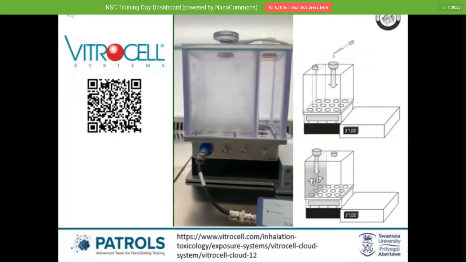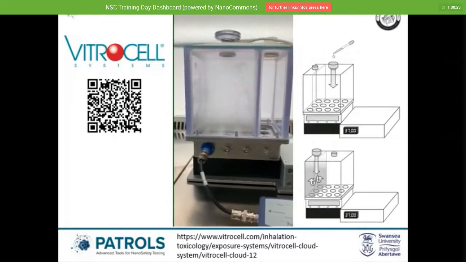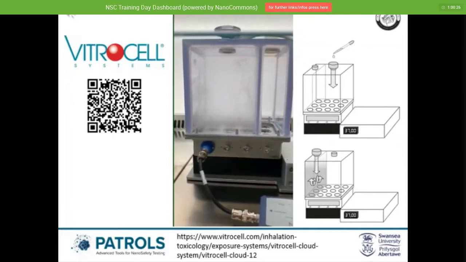We can also then measure the deposition of these particles using a quartz microbalance. This means that we can replicate these conditions quite consistently and are also doing this as part of the PATROLS project within various different labs, comparing the deposition we get of specific nanomaterial using this system.